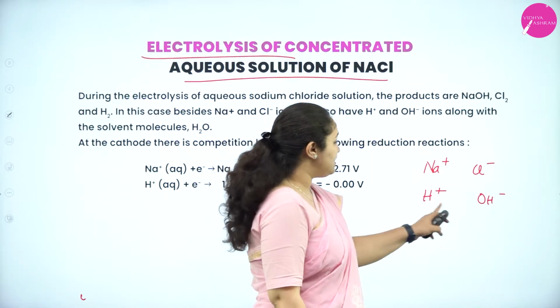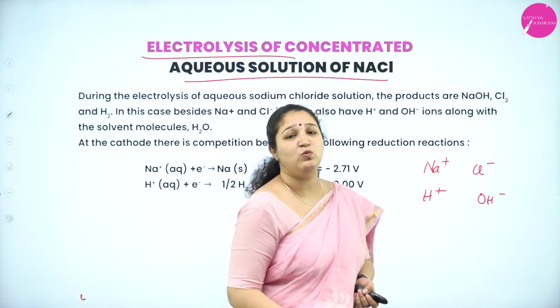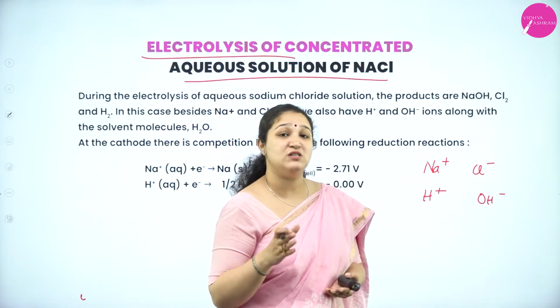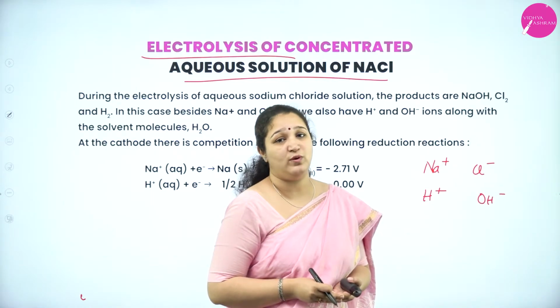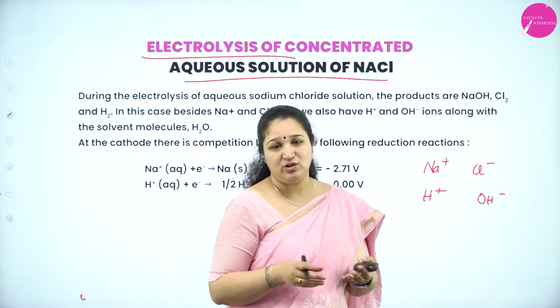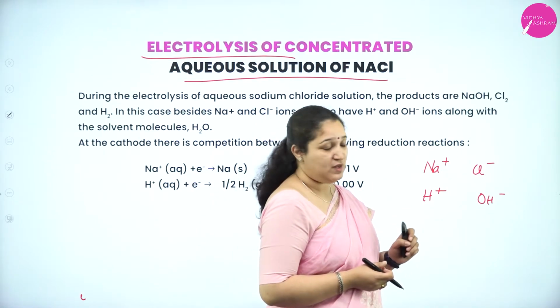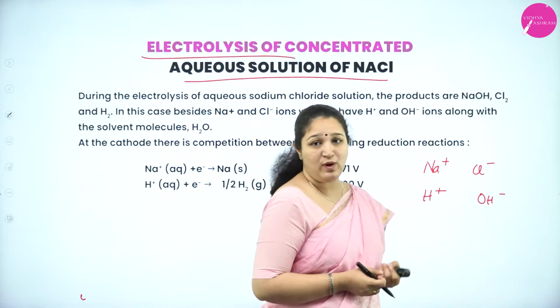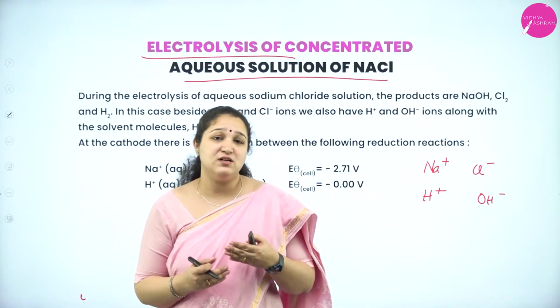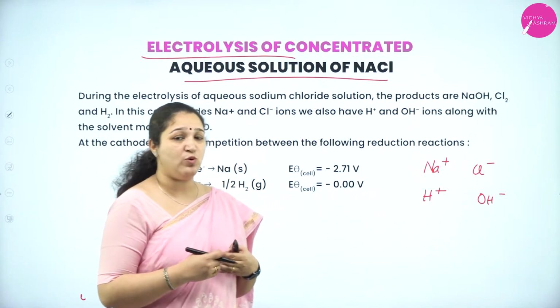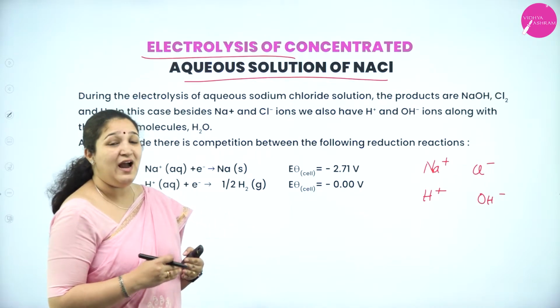Now, where did this H plus and OH minus come from? It is from water, because you are taking a concentrated solution of sodium chloride. You are taking NaCl and dissolving it in water. So, you have all of these ions. You have two cations and two anions. Now, there is a small competition for which is going to get liberated at cathode and which at anode.